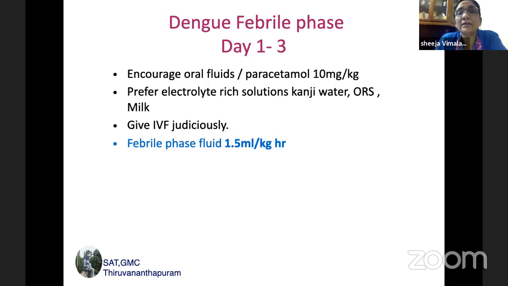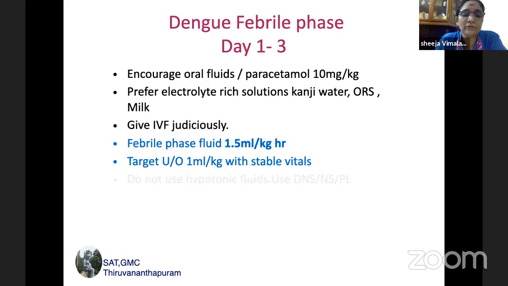Remember, the recommended maintenance fluid rate is just 1.5 ml per kg per hour. Against the routine of 4 ml per kg per hour, you need to give only 1.5 ml per kg per hour, keeping an eye on the urine output. That means you want the urine output more than 1 ml per kg. If you're not getting a urine output of 1 ml per kg, you need to increase the fluid. Always start with only 1.5 and do not use hypertonic fluid.